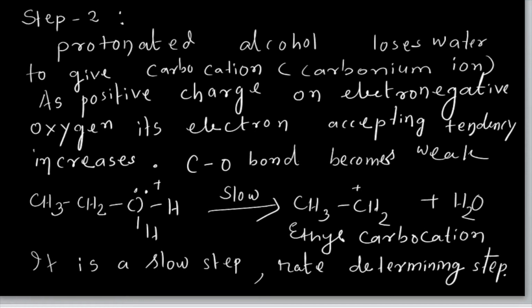And now we will see step 2. What does step 2 mean here? Here is the protonated alcohol. Actually, protonated alcohol is very active. Immediately, it loses a water molecule and gives a carbocation, which is also called carbonium ion. Carbocation and carbonium ion have the same meaning. So if protonated alcohol loses water, it gives a carbocation, that means C+.